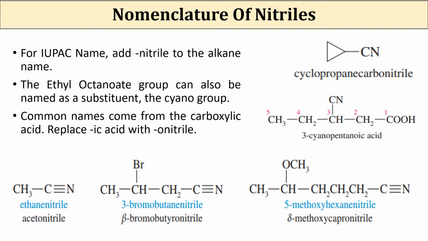Nomenclature of nitriles. Common names of nitriles are derived from the corresponding carboxylic acid. Begin with the common name of the acid and replace the suffix -ic acid with the suffix -onitrile. The IUPAC name is constructed from the alkane name with the suffix nitrile added. For the acids that are named as alkane carboxylic acid, the corresponding nitriles are named by using the suffix carbonitrile. An example of a carbonitrile is cyclopropane carbonitrile.